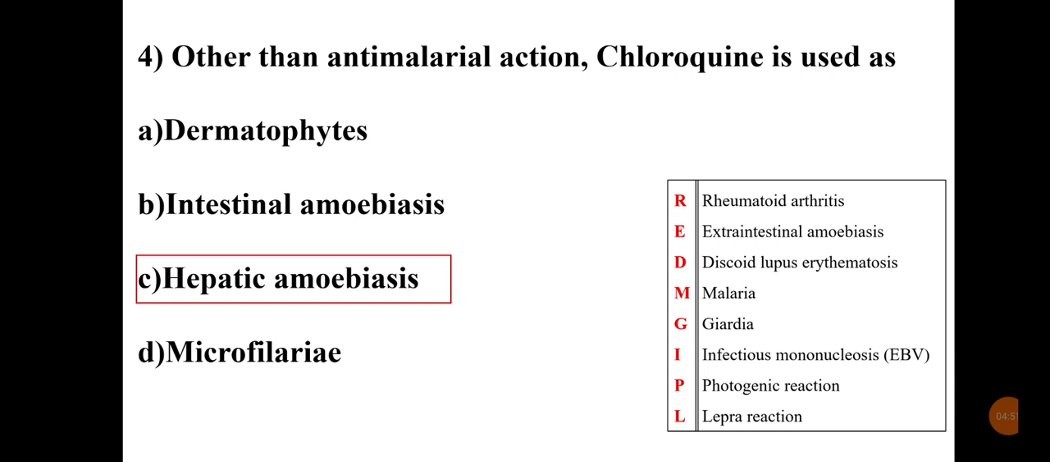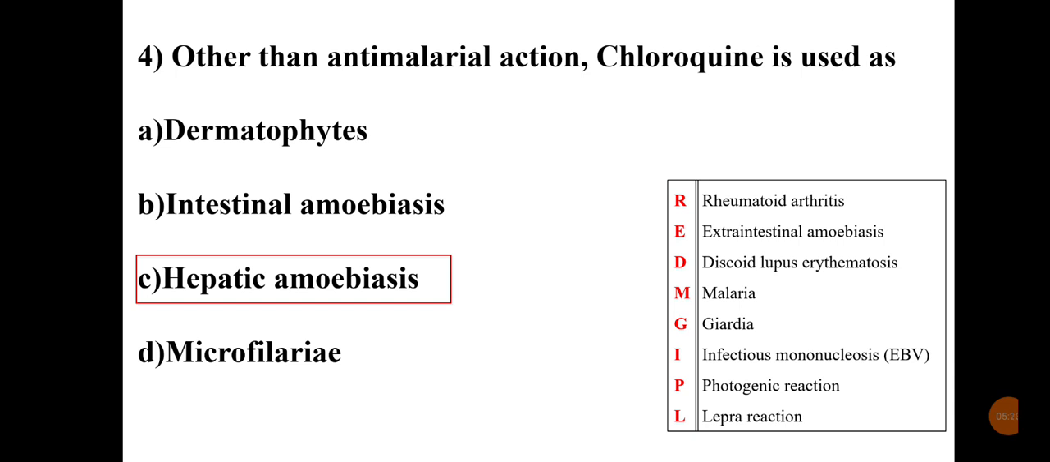What is it? R for rheumatoid arthritis, E for extraintestinal amoebiasis, right? Here option B is intestinal amoebiasis, but chloroquine is used as an extraintestinal agent, and what is meant by extraintestinal? That is nothing but hepatic amoebiasis. Chloroquine is used in hepatic amoebiasis or extraintestinal amoebiasis, but it is not used for intestinal amoebiasis.